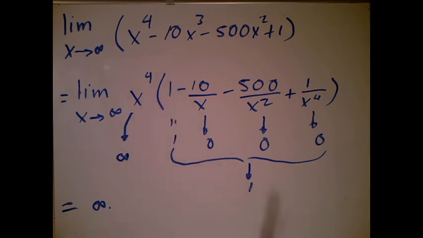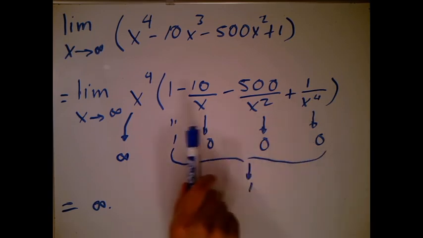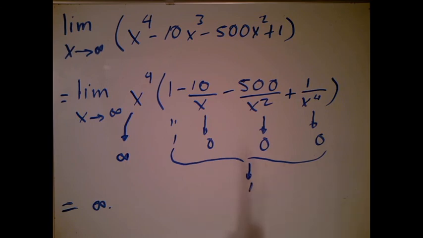Now what does that say? That says the stuff inside the parentheses is getting very close to 1 plus 0 plus 0 plus 0, so the stuff inside the parentheses is getting very close to 1. Meanwhile, the thing I pulled out, x to the fourth, is getting huge and positive. And when I take a huge positive number and multiply by 1, or something really close to 1, I get huge positive numbers, and that's exactly what we mean when we write down that the limit is infinity.